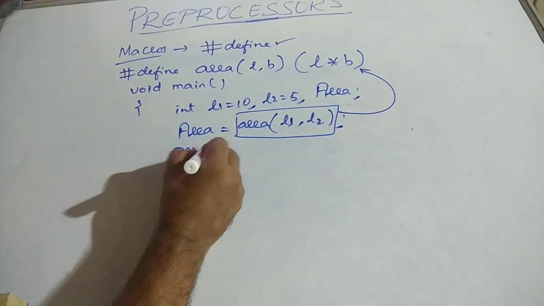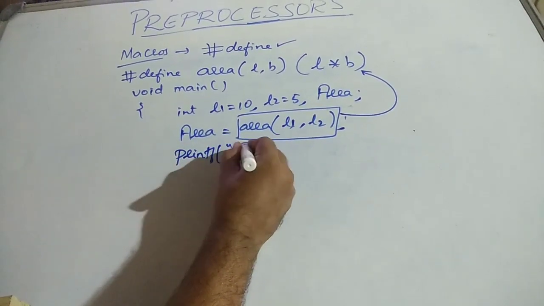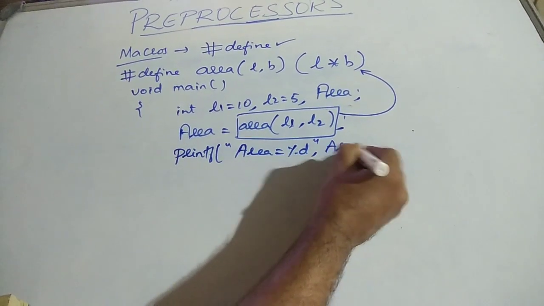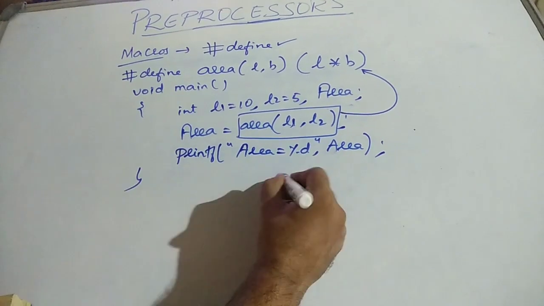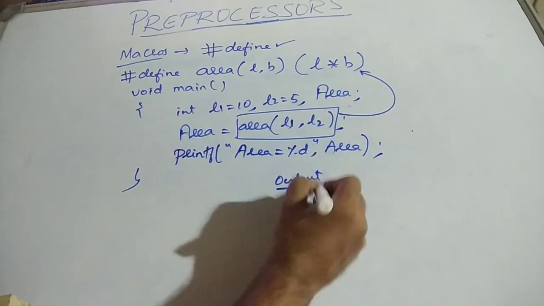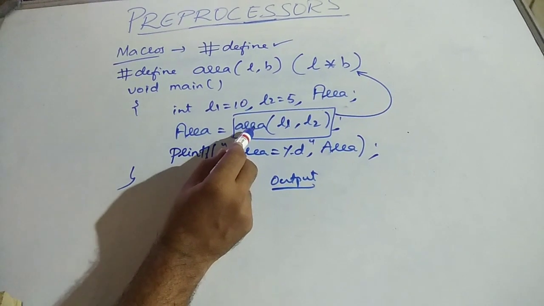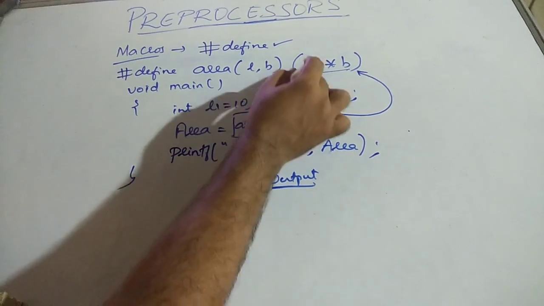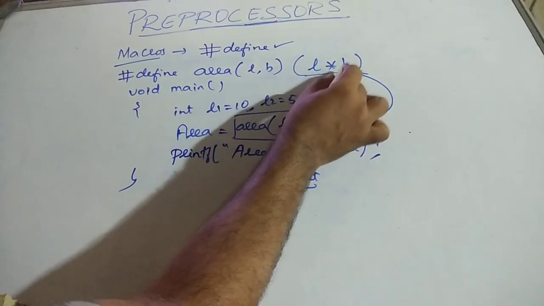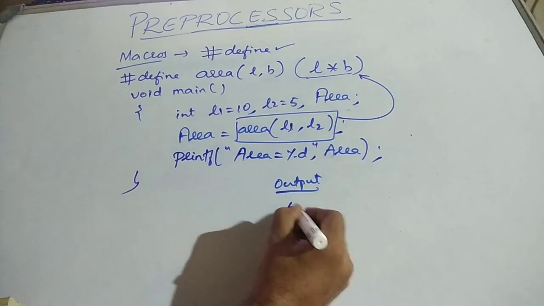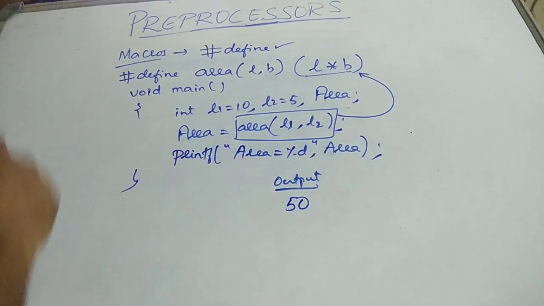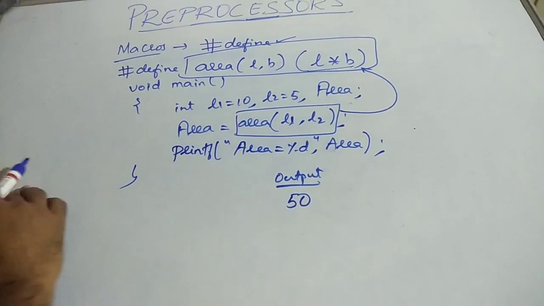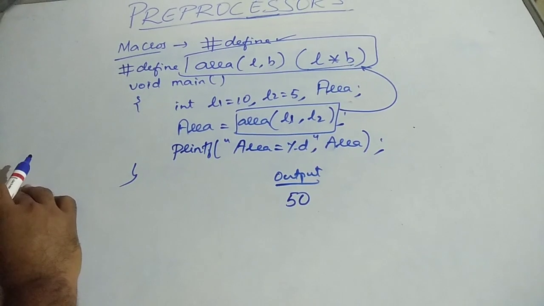Right? So I'll just print the value. Printf area is equal to %d, area, and close the program. Yes. So when I execute this program, what happens? This entire function call will be replaced by this substitution text, that is L into B. So L1, which is 10, will be assigned to L. L2, which is 5, will be assigned to B. So 10 into 5, you will get the output as 50. Is it clear? So this is how we can write a function as a part of a macro. Is it clear? Yes. Next one.